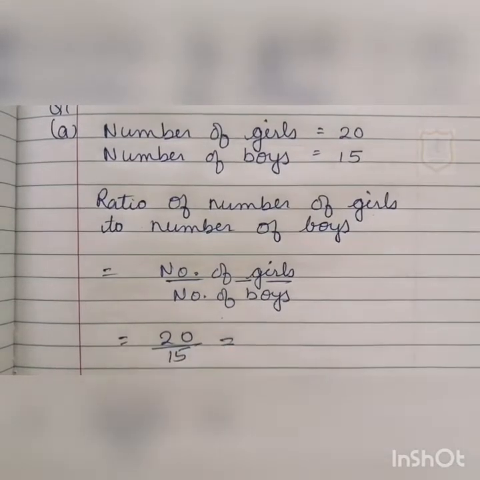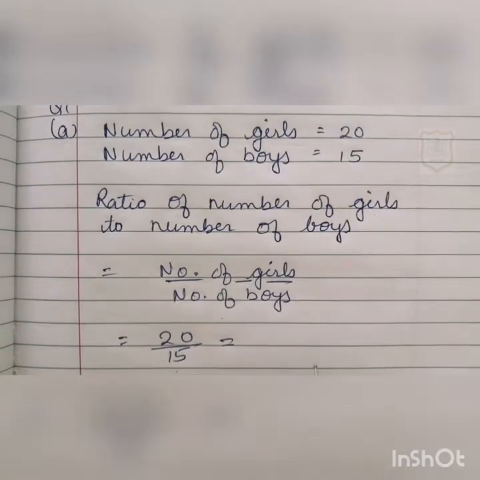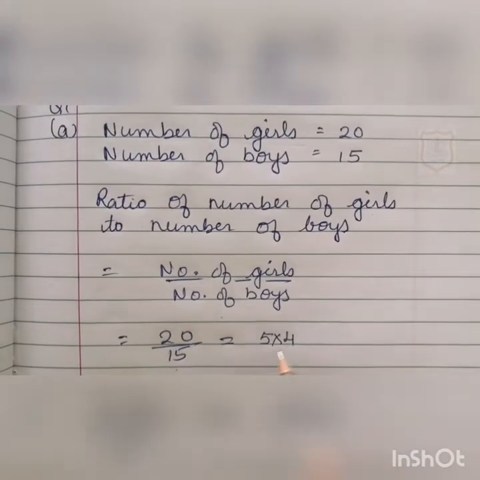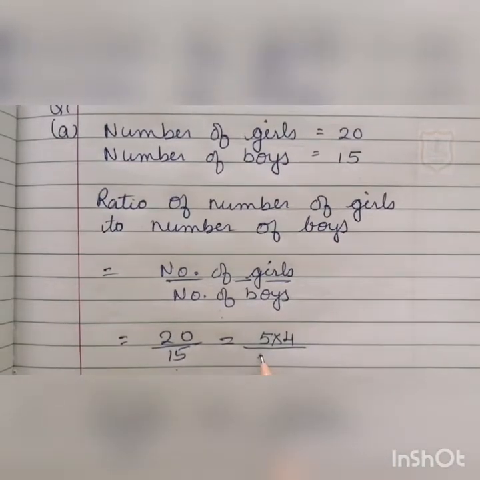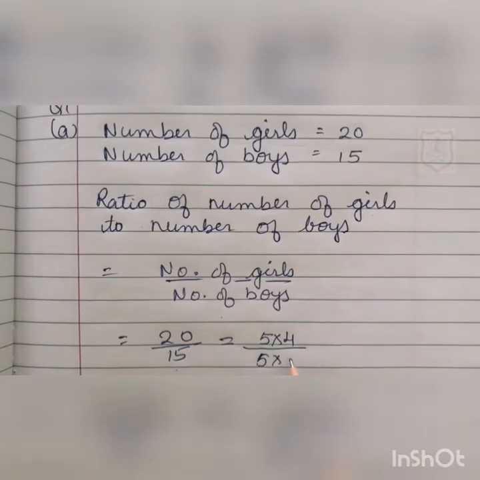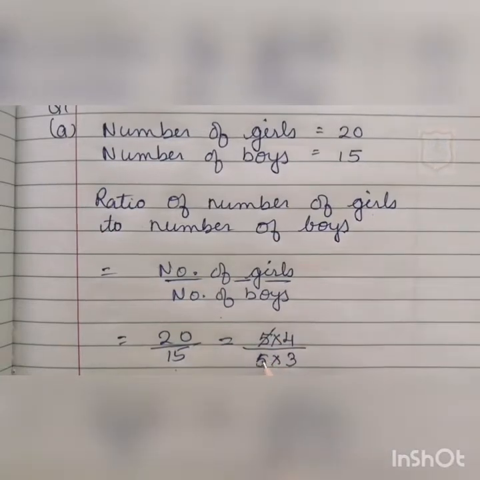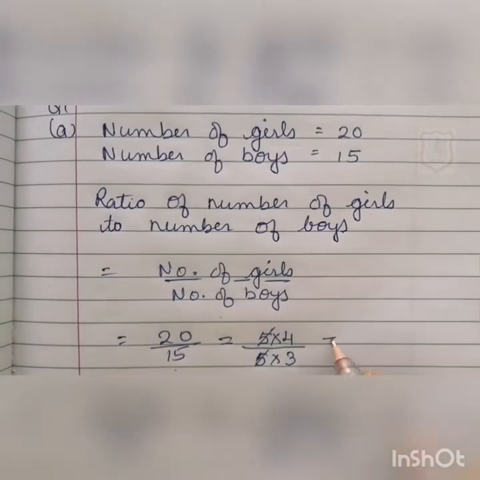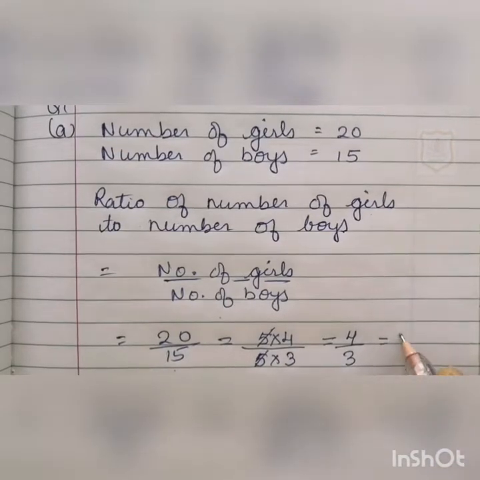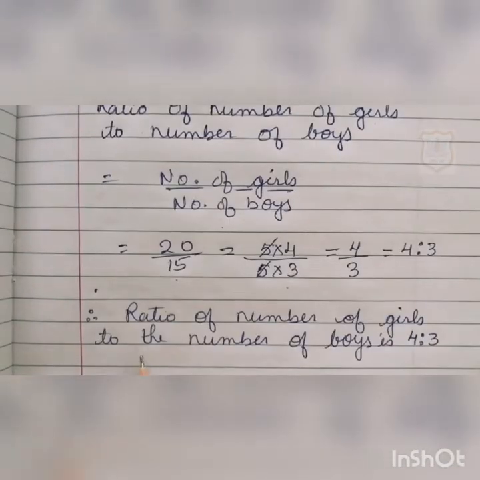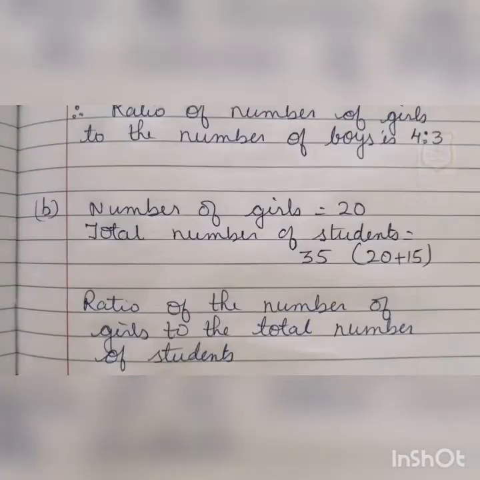So 20 upon 15 is equal to, now we will make it into a simpler form. 5 multiplied by 4 we get 20, and 5 multiplied by 3 we get 15. So 5 is common, we will cut it out. The answer will be 4 upon 3, or 4:3. Therefore, we can say the ratio of the number of girls to the number of boys is 4:3.